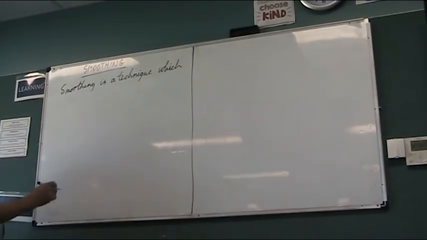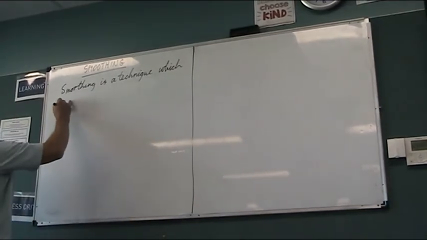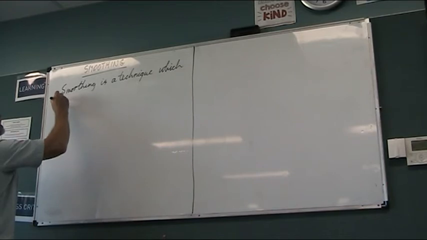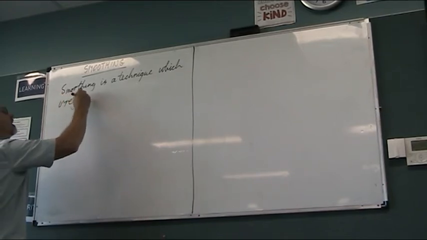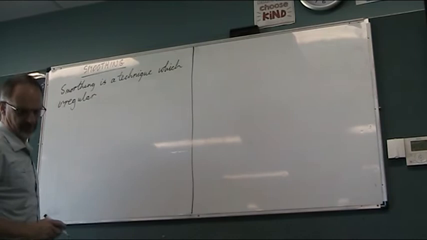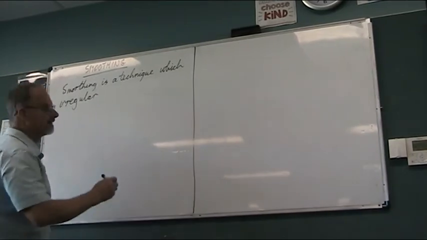All right. So smoothing removes irregular fluctuations. Wait, what does it do? It removes. You did not remove.